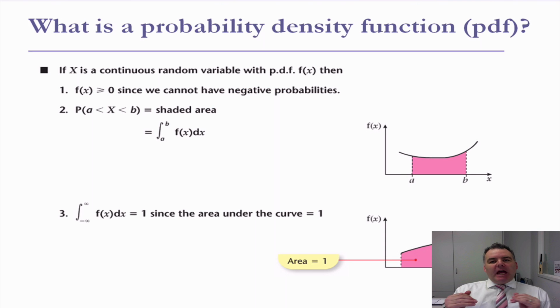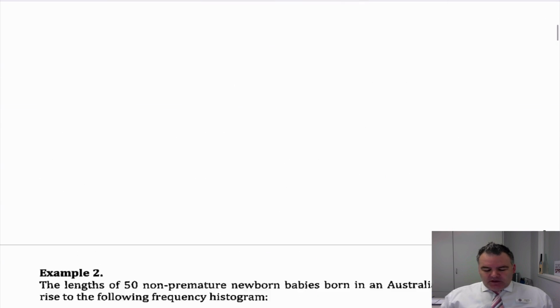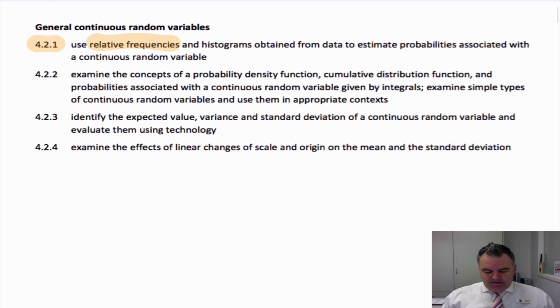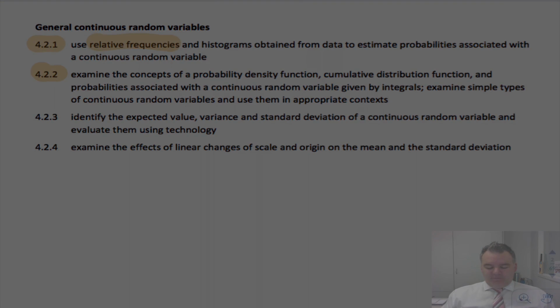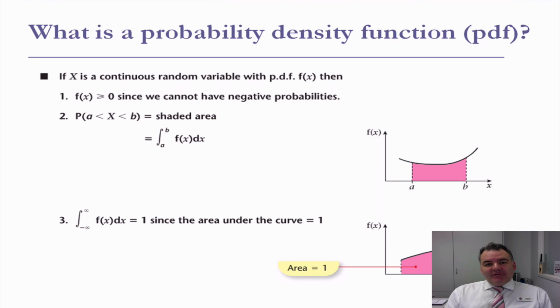Hi everyone, in this video today we are going to be going through the second idea of continuous random variables, and that is we're going to be talking about probability density functions, and in particular something we call uniform probability density functions. So if we just take a quick look at the syllabus here, it says in the second item, examine the concepts of a probability density function and probabilities associated with continuous random variables given by integrals. So we're not going to do any integrals, we're just going to do the real basics here and look at uniform probability distributions. So what is a probability distribution function?